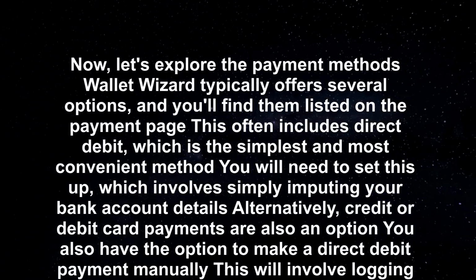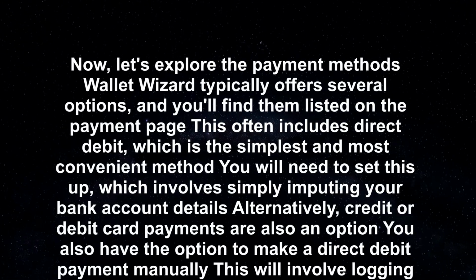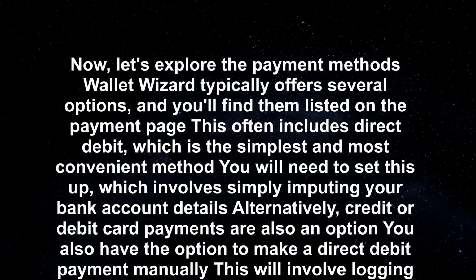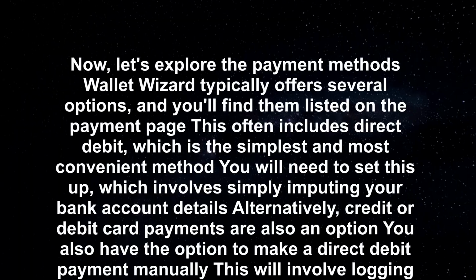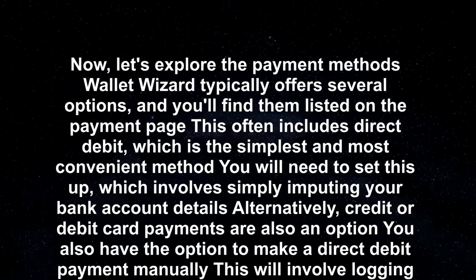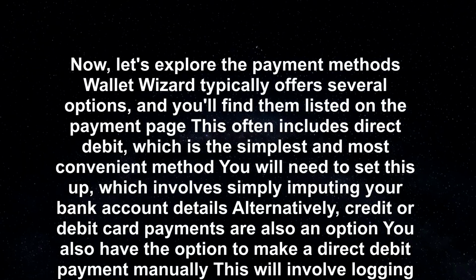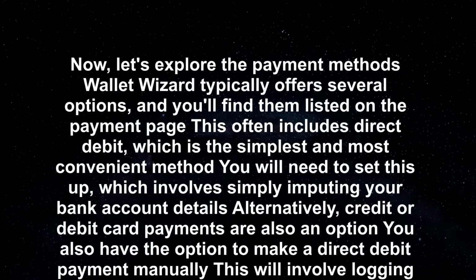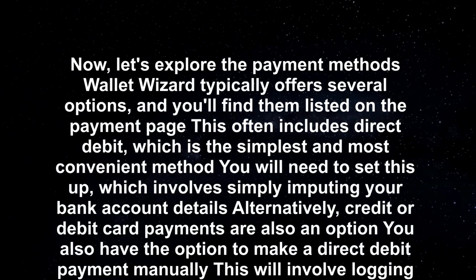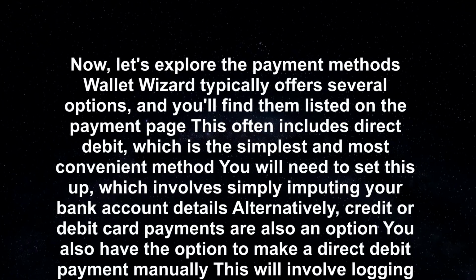Alternatively, credit or debit card payments are also an option. You also have the option to make a direct debit payment manually. This will involve logging into your internet banking and sending a payment into Wallet Wizard's nominated bank account. Make sure to include your customer identification (CID) so Wallet Wizard correctly applies your payment.